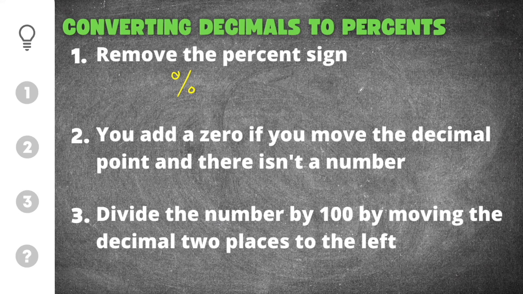When you divide the number by 100, you will be moving the decimal point 2 places to the left. You will add a 0 if you move the decimal point and there isn't a number. 0 is going to be the placeholder for a spot if there is no number. The shortcut for dividing by 100 is just taking the decimal point and moving it 2 places to the left. So you don't have to actually do the math for dividing by 100. You can just move the decimal place twice to the left.